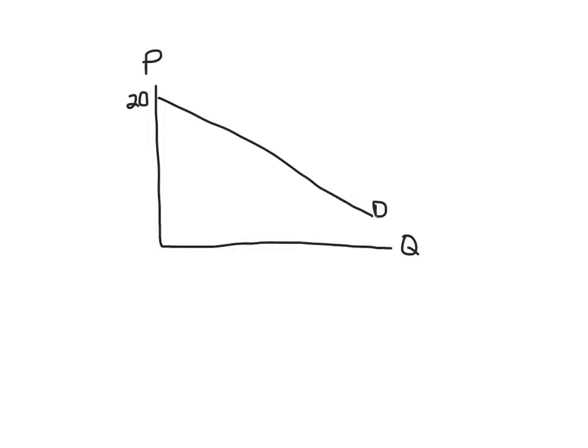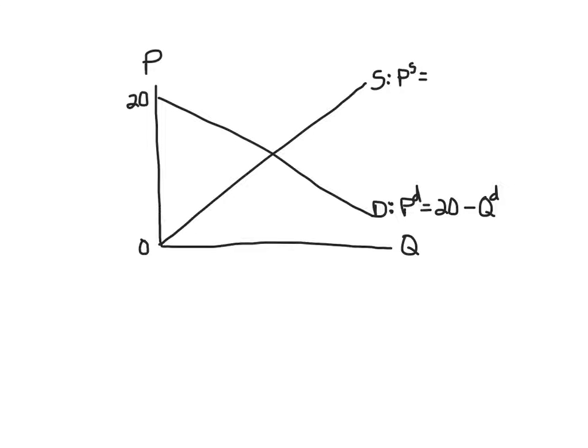So here is our demand curve given by the equation demand price equals 20, that's our y-intercept, minus QD, right? So again, the slope is -1. And our supply curve has a y-intercept of 0, and a slope of +3. So supply is given by the equation supply price equals 3 times the quantity supplied.